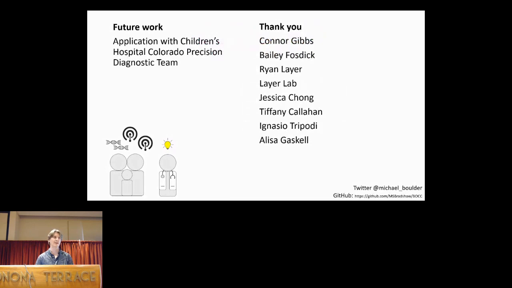So based on our preliminary success, we have an ongoing collaboration with Children's Hospital of Colorado and the Precision Diagnostics team. And we hope to implement this and further evaluate it on the patients coming through their hospital every week. And now I'd like to thank my co-authors, lab mates, and the various people that have been helpful with this project along the way. And I'll take any questions now.